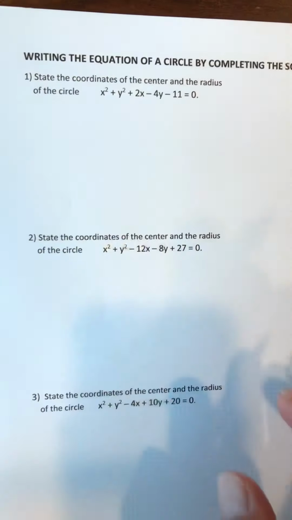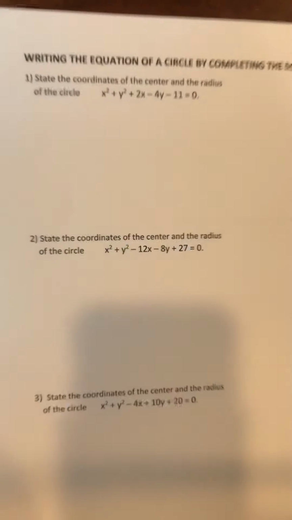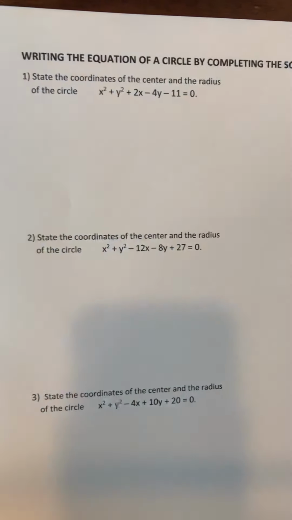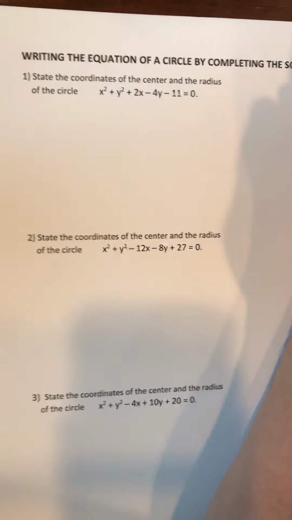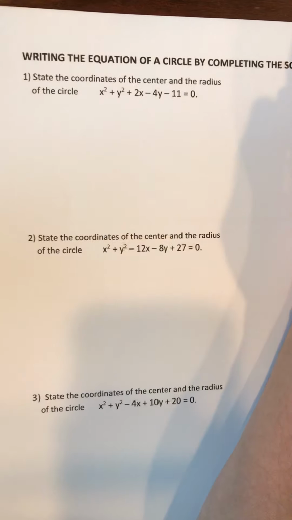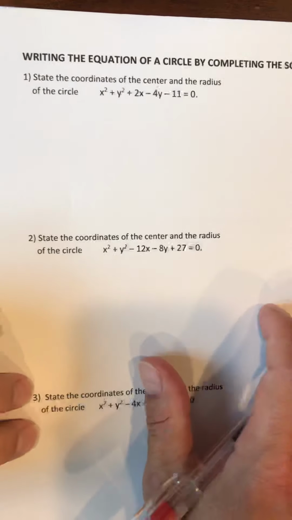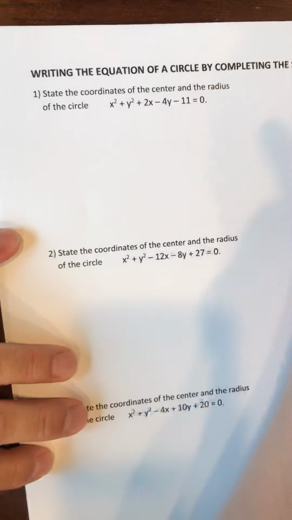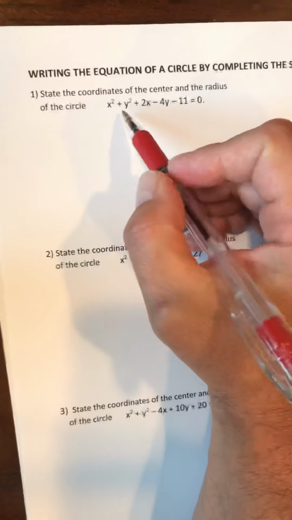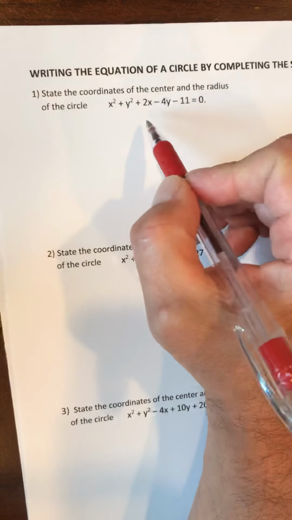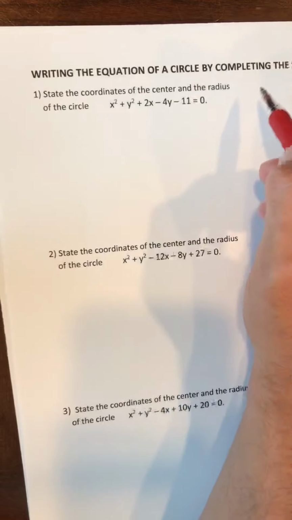Hello, geometry students. I'm going to model a couple more examples of completing the square to put the equation of a circle in vertex form, finding the center and radius. All right, again, the first thing you want to do is group the x terms together, the y terms together, and bring the constant over.